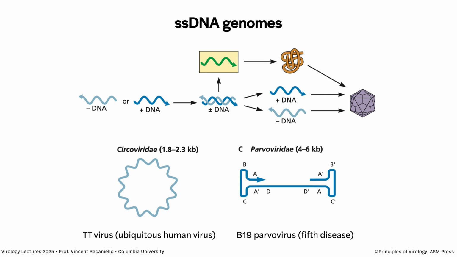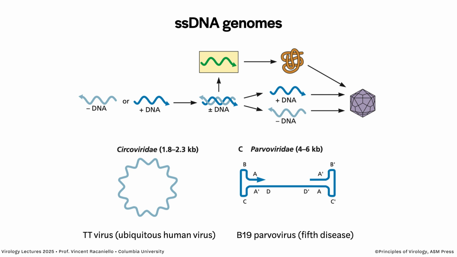And then we have the Parvoviridae, one of which causes a childhood rash disease called fifth disease. And there are parvoviruses of cats and dogs, which can be lethal. So if you have such a pet, you should vaccinate them because they will catch it from other dogs.